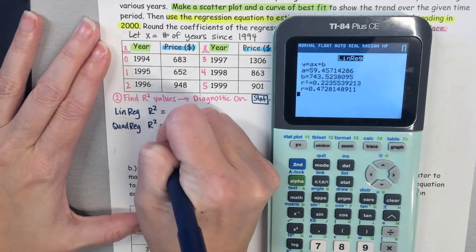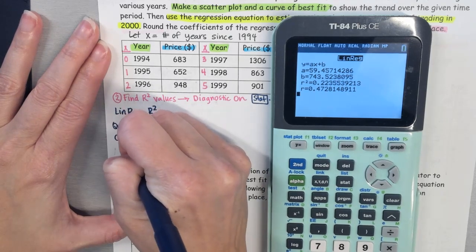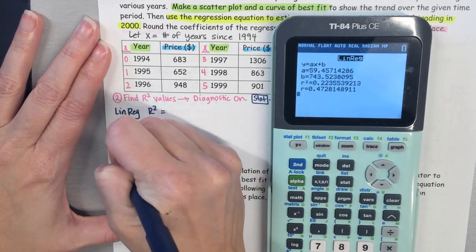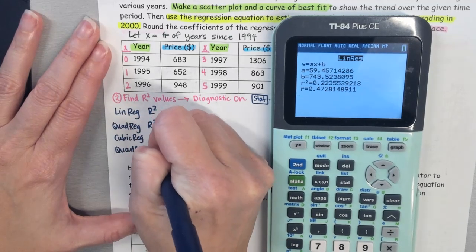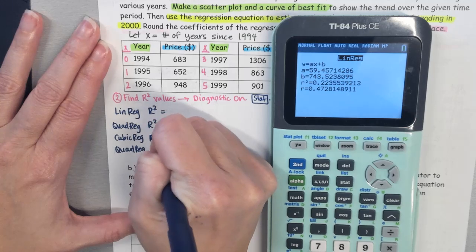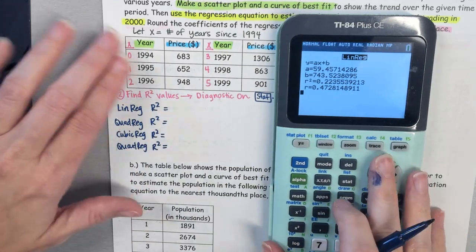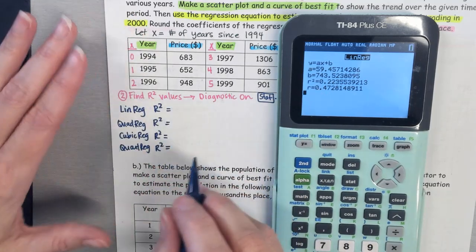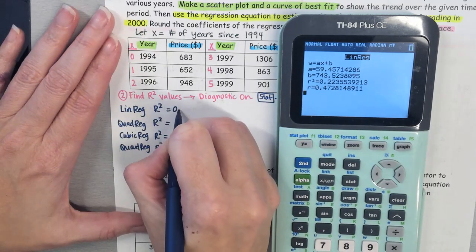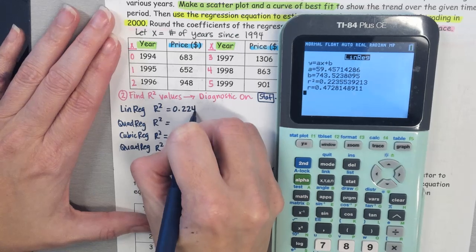And then I want you to do the same thing with quad reg, cubic reg, and quart reg. All I want you to do is find that R squared. It does need to be the R squared, so not the R. So for the linreg, you should have 0.224.